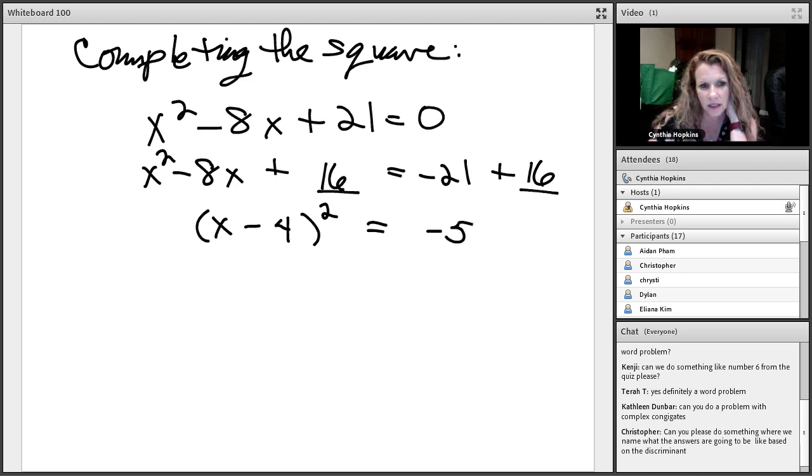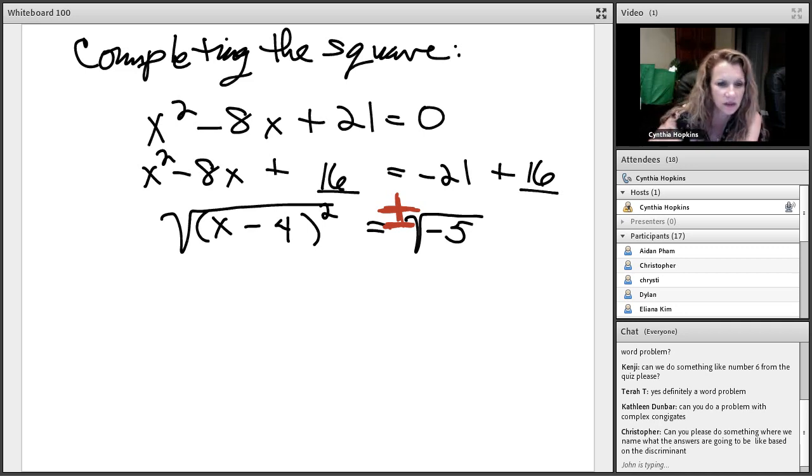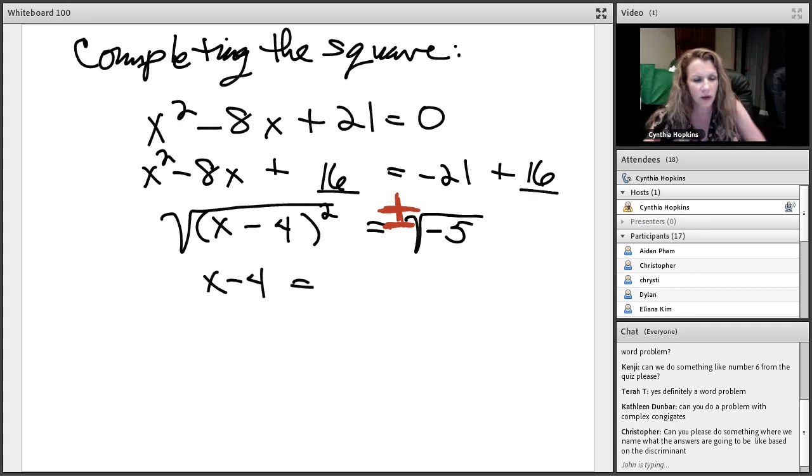Okay, next I'm going to take the square root of both sides, but as soon as you say I'm taking the square root of both sides, I want you to say, but don't forget plus or minus. So I'm putting my plus or minus sign big and in red next to the number side, the square root right there. Okay, so I'm going to get x minus 4 on this left side when I take the square root of that quantity squared.